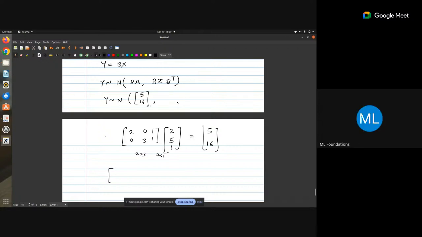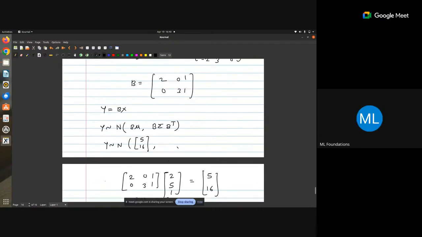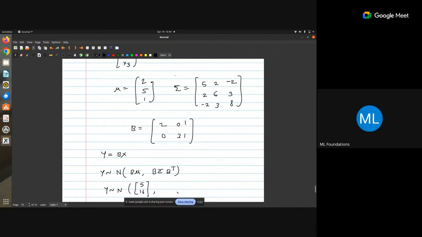And what about the covariance? B is 2, 0, 1, 0, 3, 1. Sigma is a 3 cross 3 matrix, which has values 5, 2.